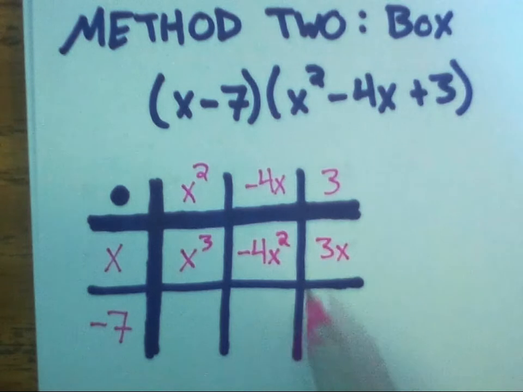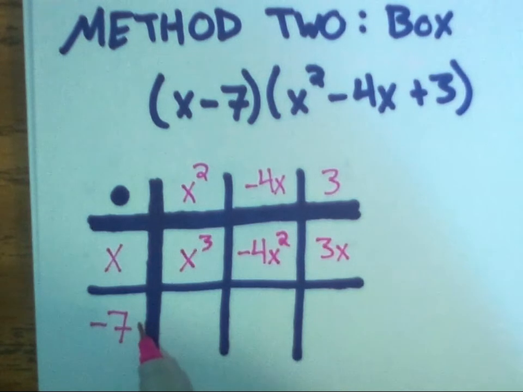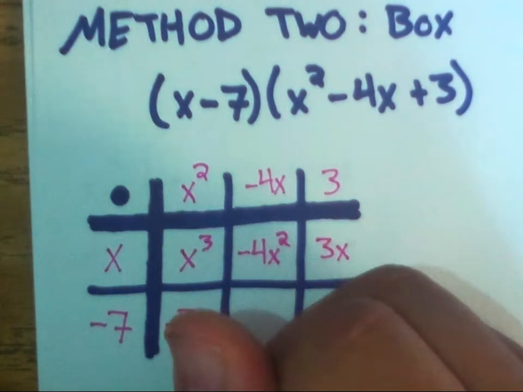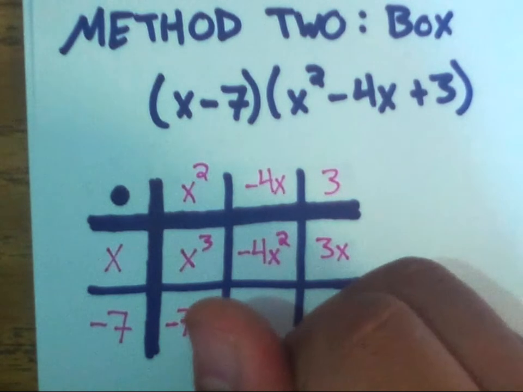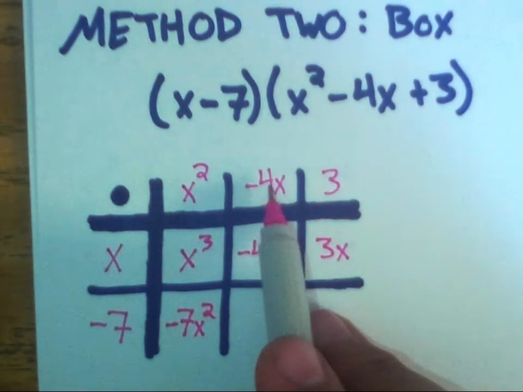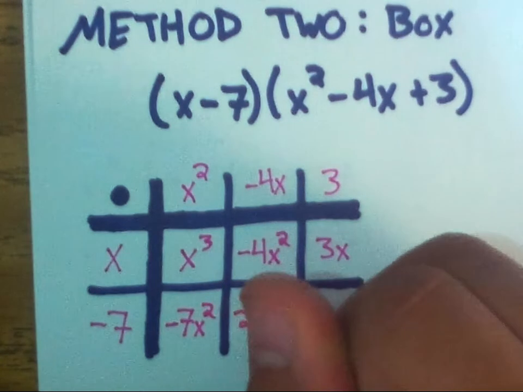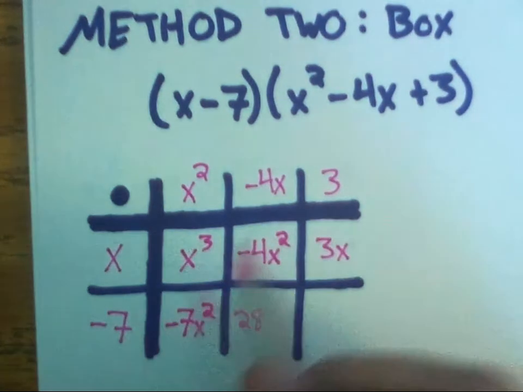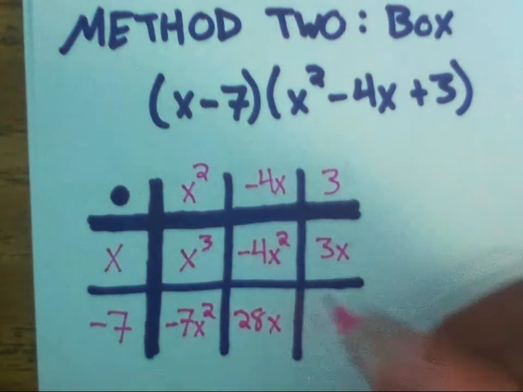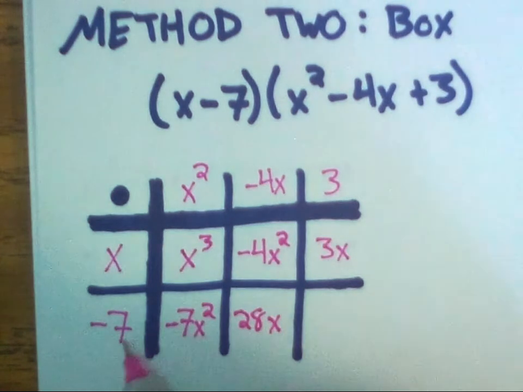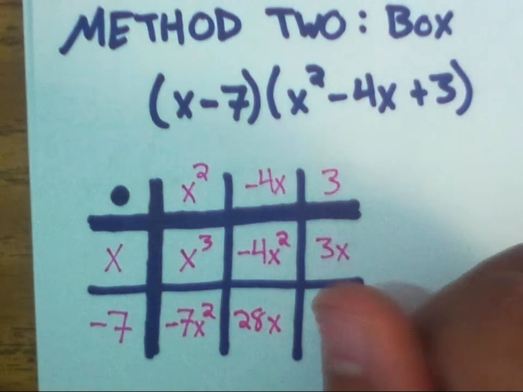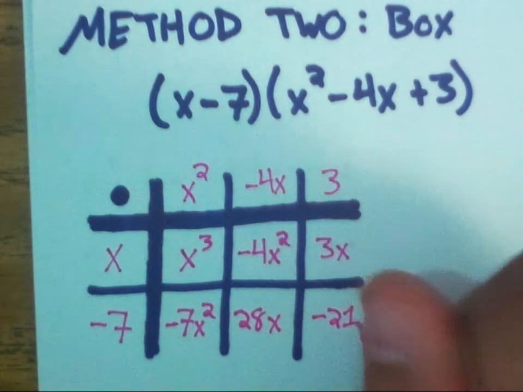Now we go to the second row. X squared times negative 7. Well, there's nothing really to combine, so you just put them together like so. Negative 4 times negative 7, that's actually going to be positive 28. And there's no x, but there's an x there, so just x. And last but not least, we're going to do negative 7 times 3, that's negative 21.